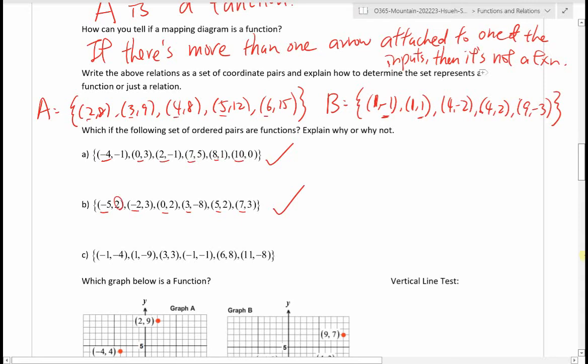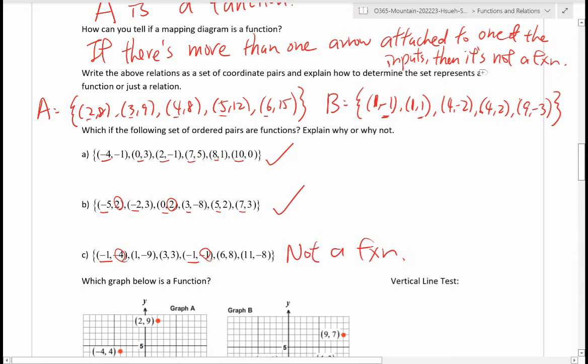You can see here there's the 2. There's also 2. You can have the same output. Sorry, same y values. That's fine, as long as the inputs are different. Here's -1. Here's -1. Okay, and the outputs are indeed different. Therefore, this is not a function.